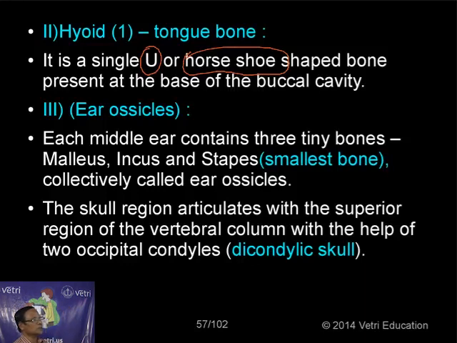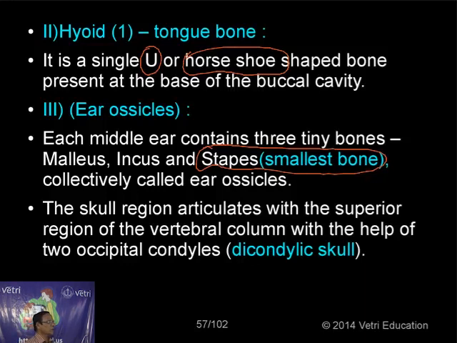Of these 3 ear ossicles, the smallest bone of the whole body is the stapes. So we have malleus, incus and stapes. Malleus is a hammer-shaped bone, incus is an anvil-shaped bone, and the stapes is stirrup-shaped, the smallest bone in the body.